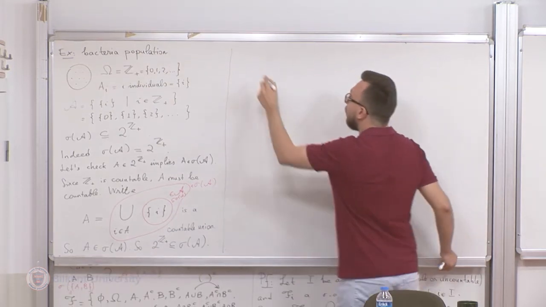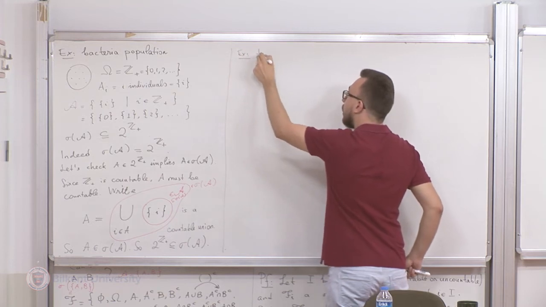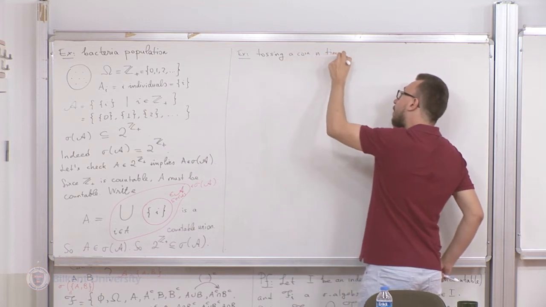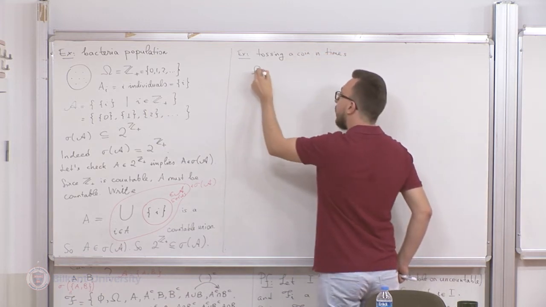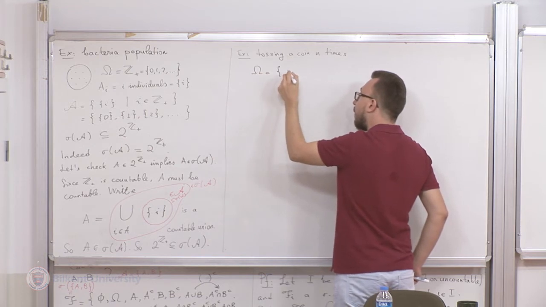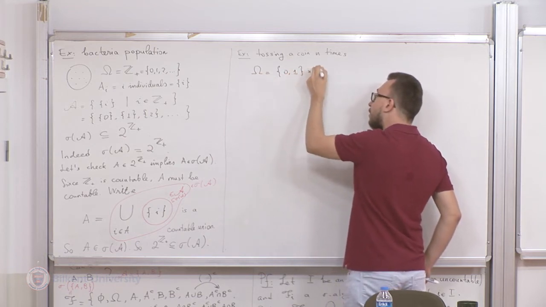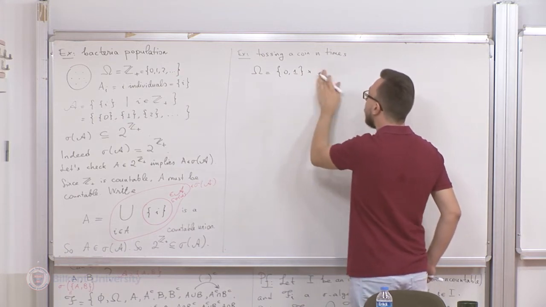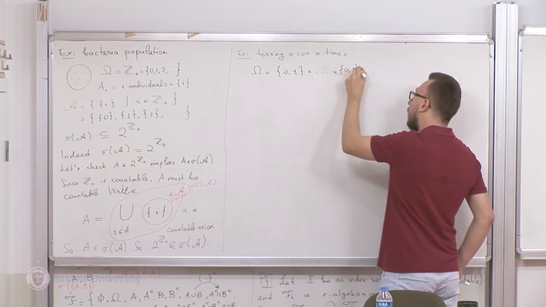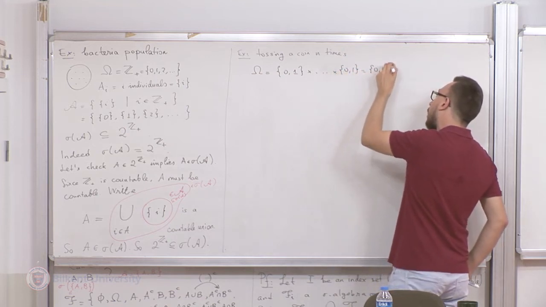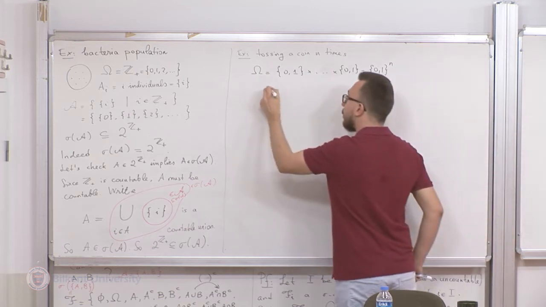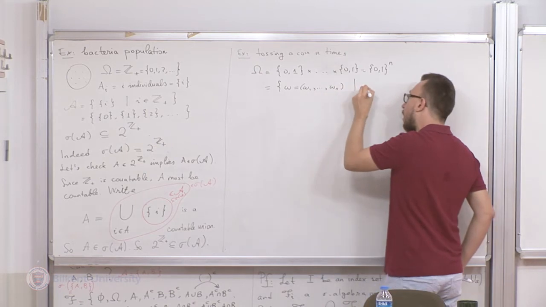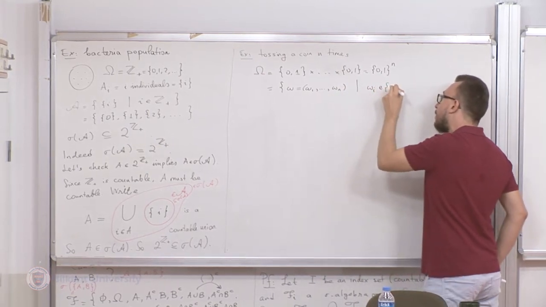A similar example, tossing a coin n times. Remember, this was the sample space consisting of {0, 1} cross {0, 1} cross ... cross {0, 1}. Well, just finitely many times, so let me write it this way. Or in other words, if you write omega this way, each component is either 0 or 1.